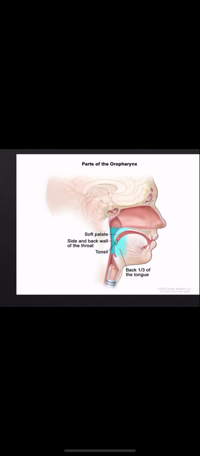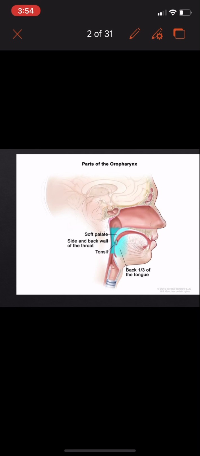Oropharyngeal cancer. This is the anatomy of the oropharynx. Right over here is the soft palate. This is the side and back wall of the throat. The tonsils are right here, and right in this area is the back 1/3 of the tongue.